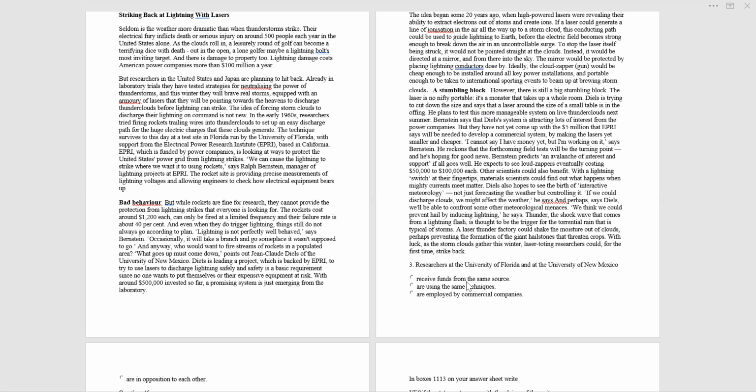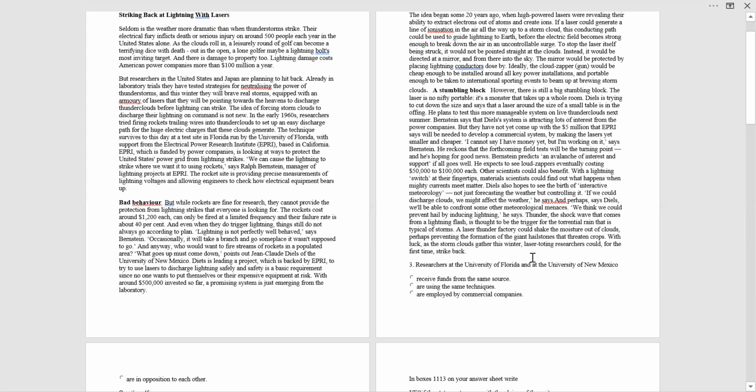All right, let's talk about this question. Researchers at the University of Florida and the University of New Mexico. If we go here and find the two names, first, the researchers of University of Florida, we get this name here in this paragraph. And here it is. They are doing some testing at Florida, run by the University of Florida. And who is funding the project? EPRI, right? And EPRI is funded by the power companies, right? So you see, this is saying that the University of Florida project is funded by EPRI, right?